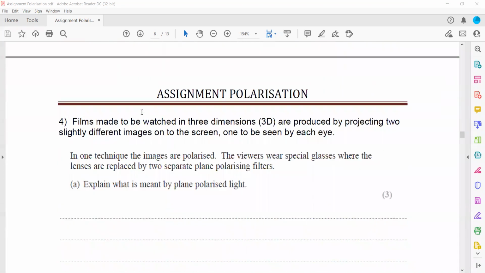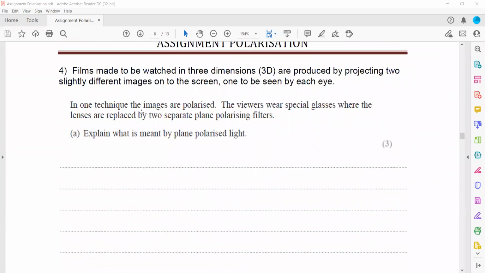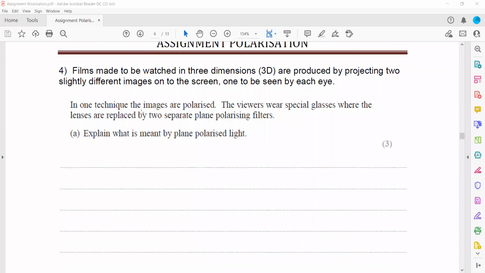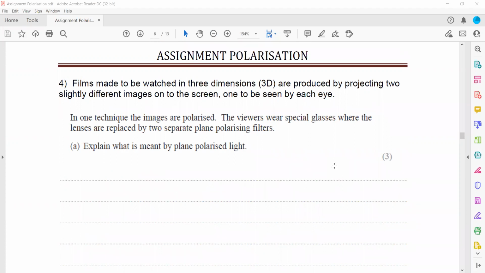Then question 4. Films made to watch in 3D, or three dimensions, are produced by projecting two slightly different images on the screen, one of them being seen by each eye. Basically, maybe you have experience of watching a movie in a 3D theater.